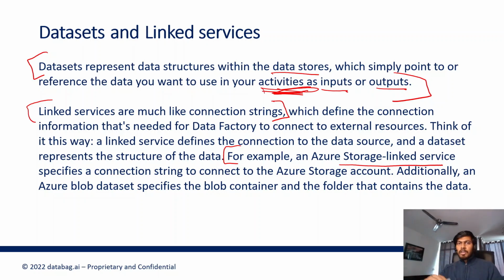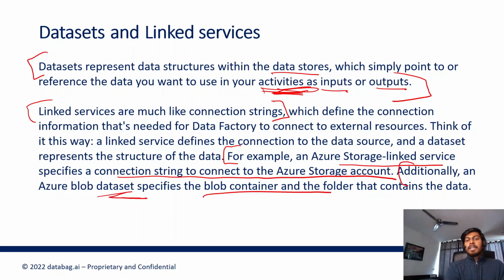Now, within the Azure Data Lake, you will have different containers, and within those containers, you will have different directories, and those are called datasets. That's what exactly this line is saying here. The Azure Storage linked service specifies a connection string to connect to the Azure Storage account, and additionally an Azure Blob dataset specifies which container and folder the actual data is in. So that's the basic difference between a dataset and a linked service.